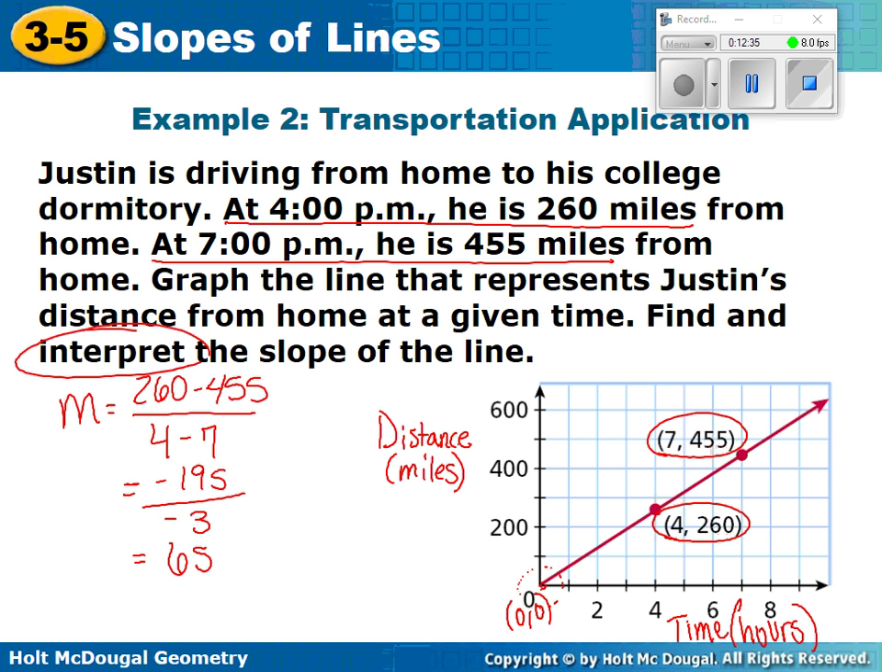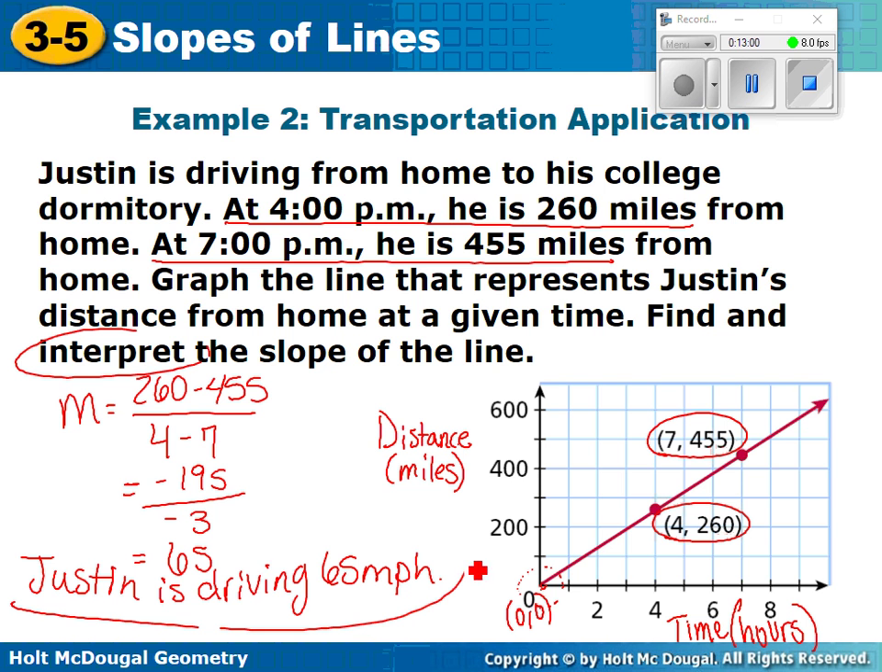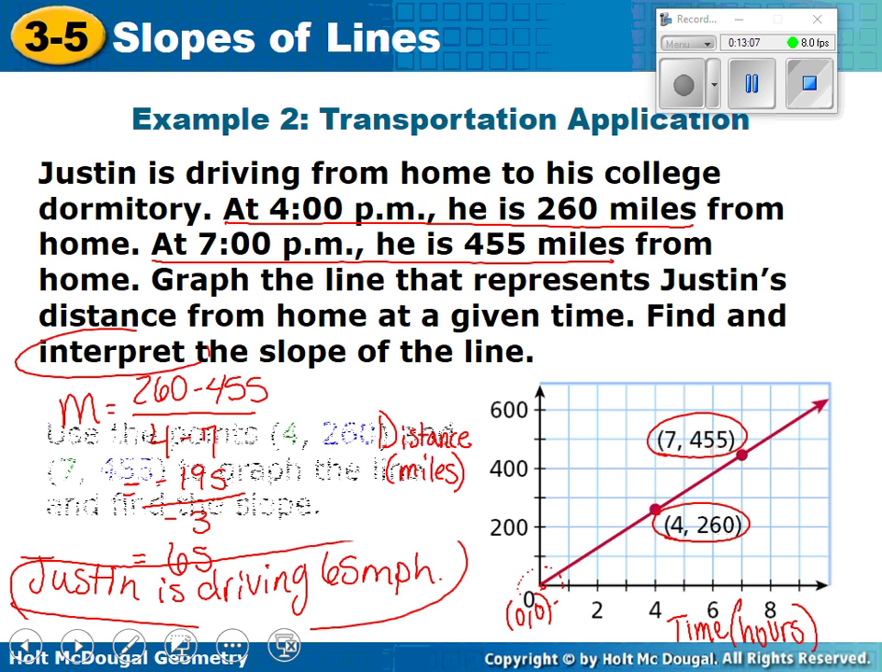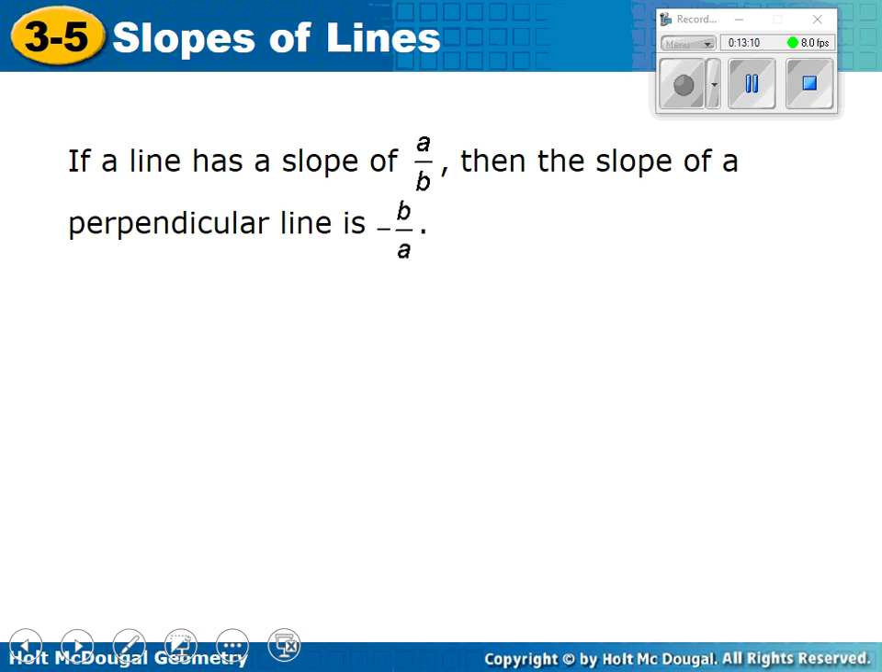Okay, and who's he? All right, so we would say Justin is driving 65 miles per hour. Or you could even go more specific that Justin is driving from home to his college dorm at a rate of 65 miles per hour. But the bare minimum, make sure you tell me who it is and what it means. Okay? Questions?